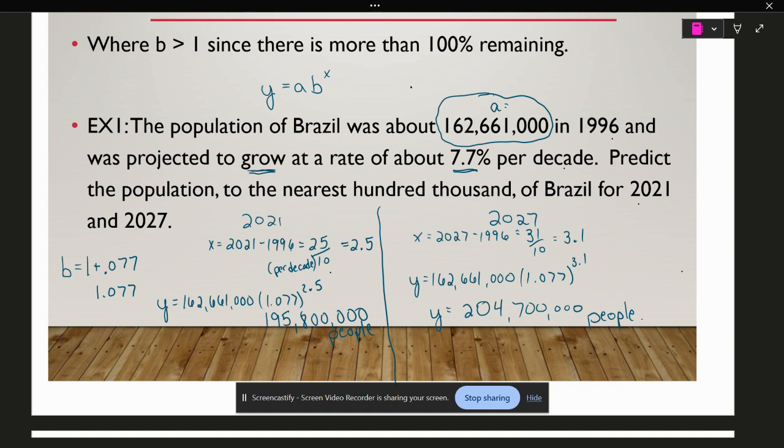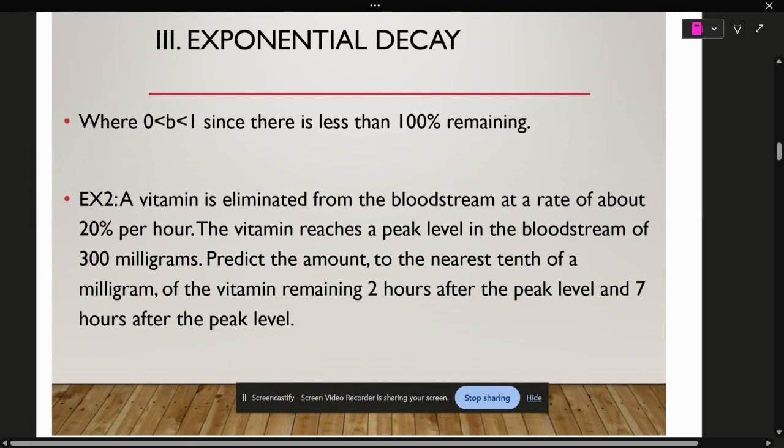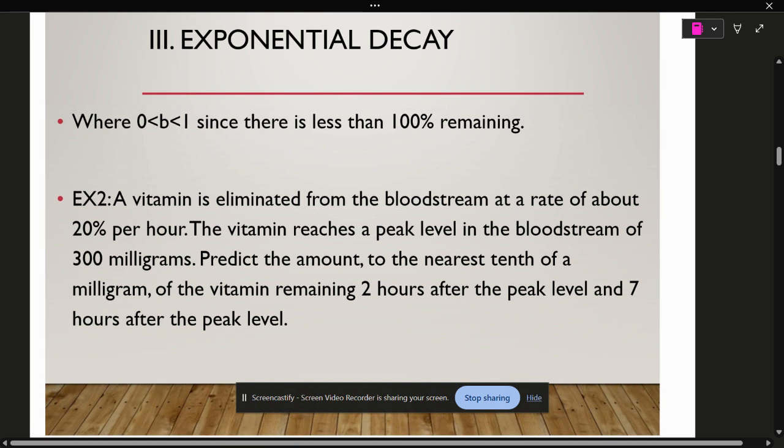All right. So growth you add, decay you subtract. So here's a scenario. I start with 10 items, and I have a 20% decrease. After a year, how many are left? 8. You take the 10, multiply by 0.8. So that's very similar to example number 2. Decay is where your B value is between 0 and 1.